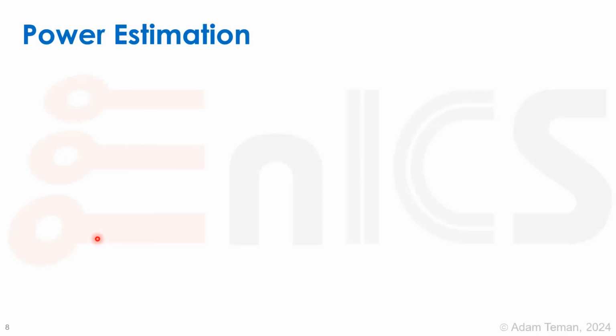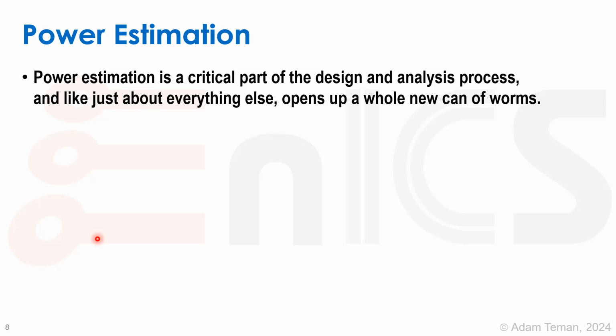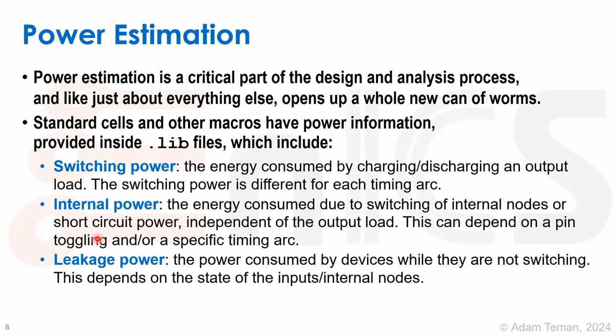So now we're at the stage of power estimation. And power estimation is a critical part of the design and analysis process. And just like everything else, it really opens up a whole new can of worms. Okay, standard cells and other macros have power information inside them. They're provided inside our .lib files.